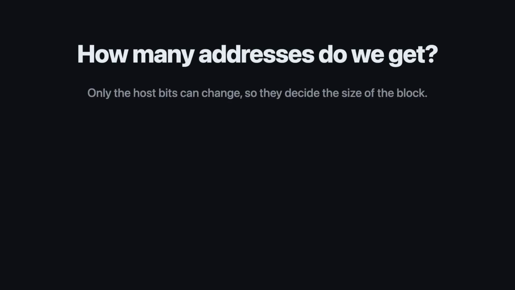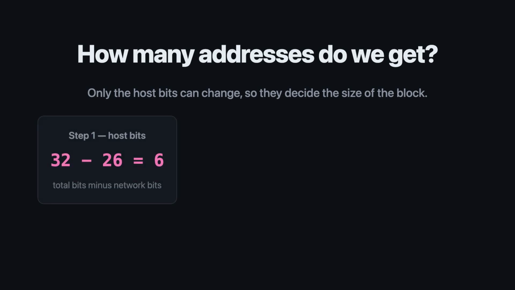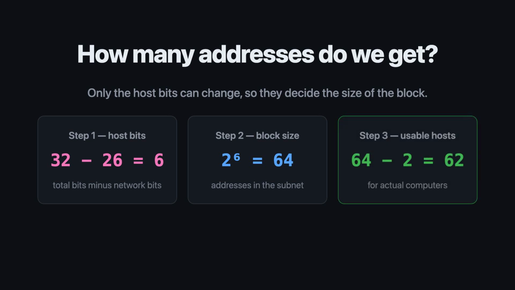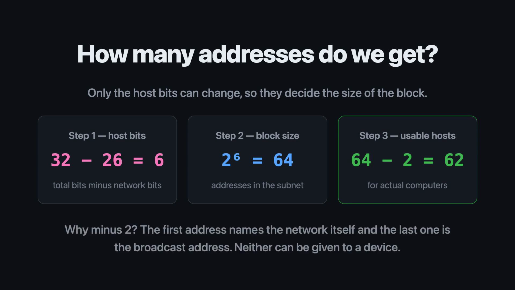So how big is this subnet? Only the host bits can change, so they decide the size. There are 32 bits in total, and 26 of them belong to the network, so 32 minus 26 leaves 6 host bits. 6 bits can count 2 to the power of 6, which is 64. So this block holds 64 addresses, but 2 of them are already spoken for. The first one names the network itself, and the last one is the broadcast address. That leaves 62 addresses for real computers.